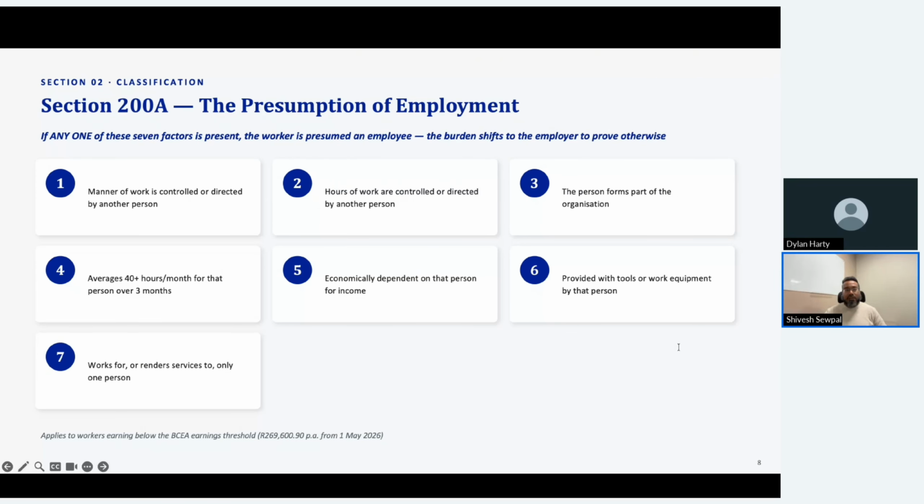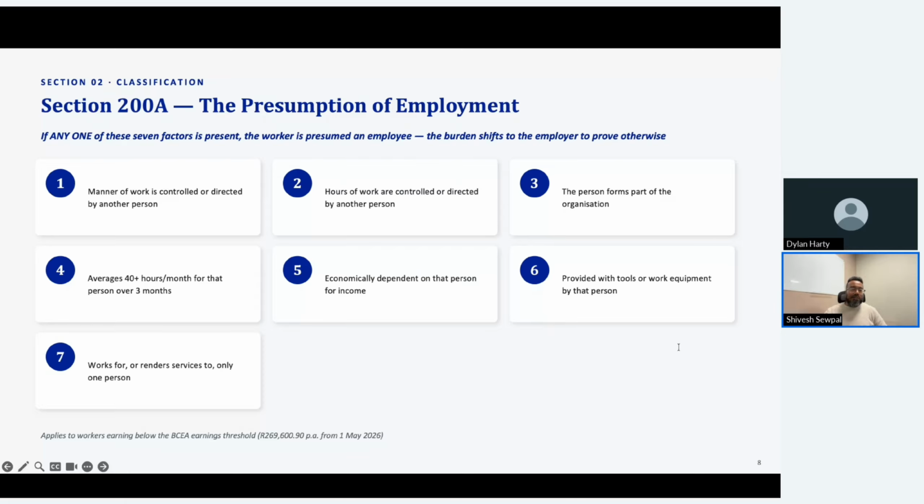If any one of the listed factors is present, the worker is presumed to be an employee, and the burden then shifts to the employer to prove otherwise. Let me say that again, because it is critical. The presence of any one factor is enough to trigger the presumption.